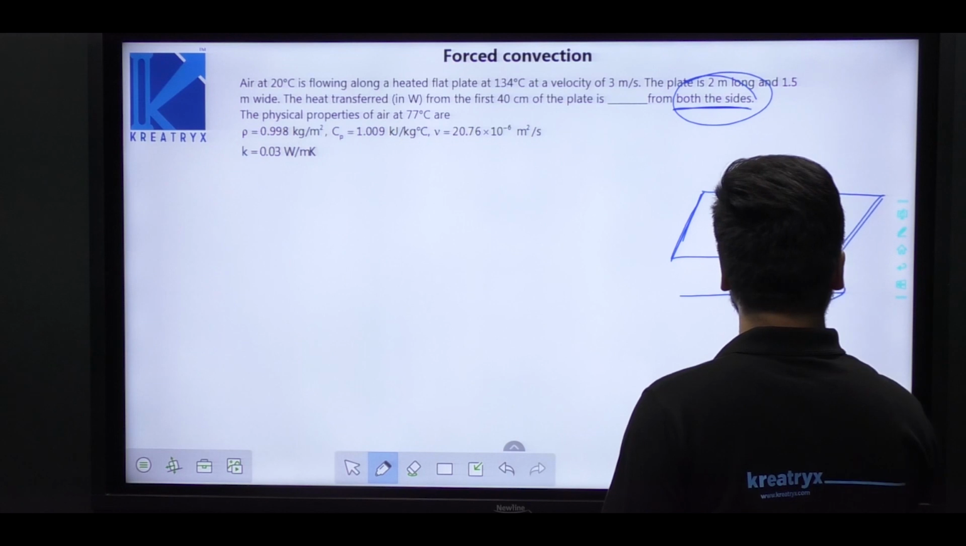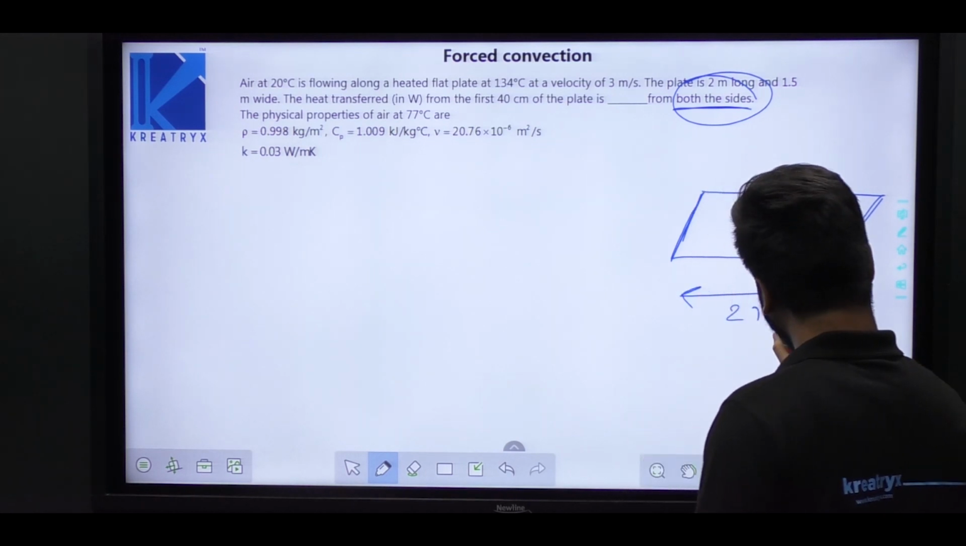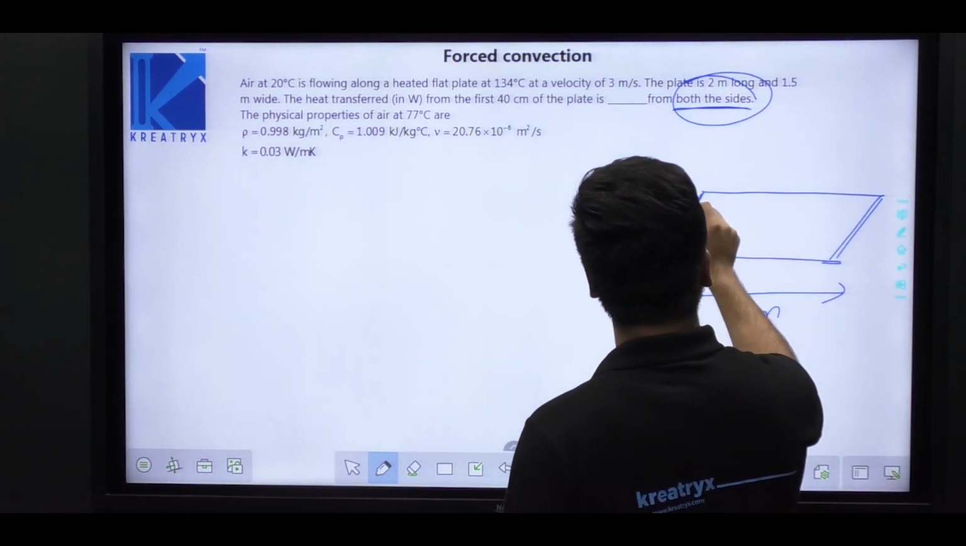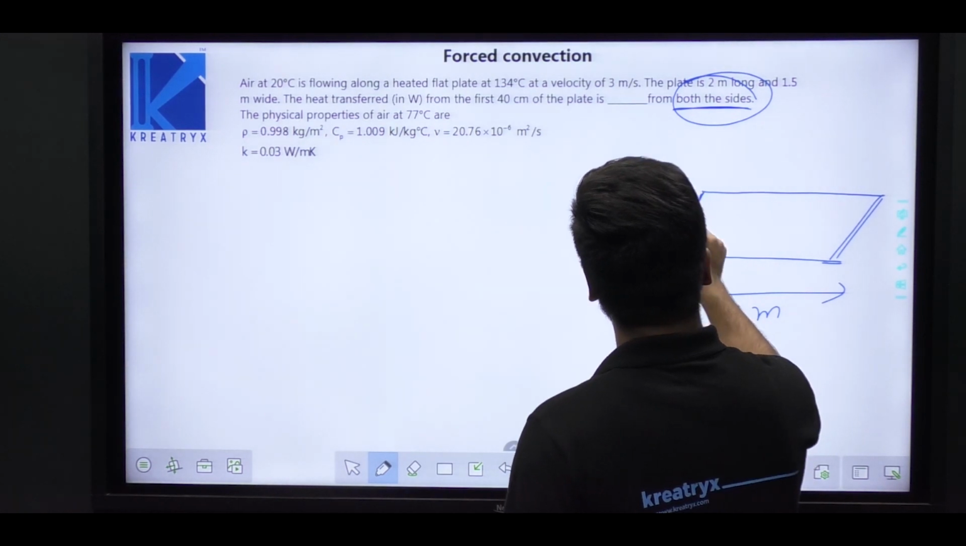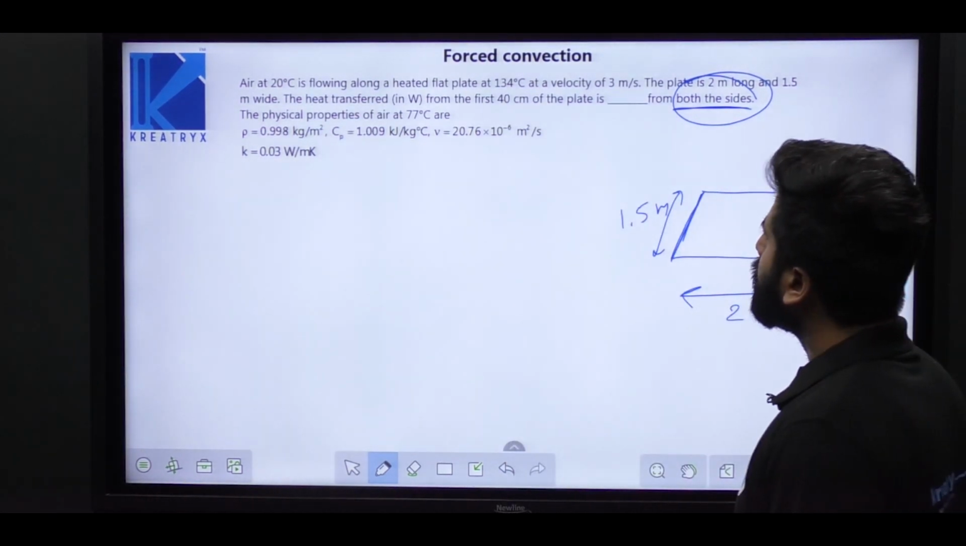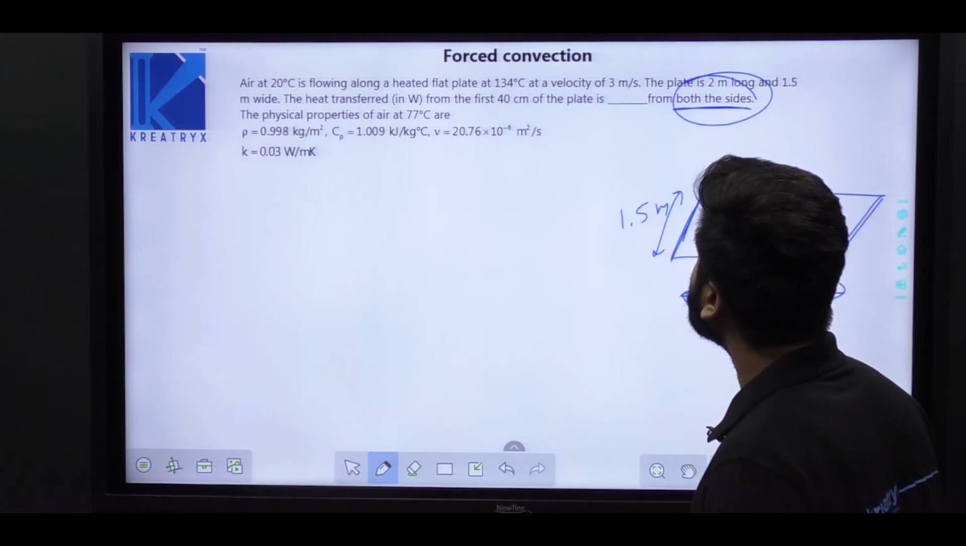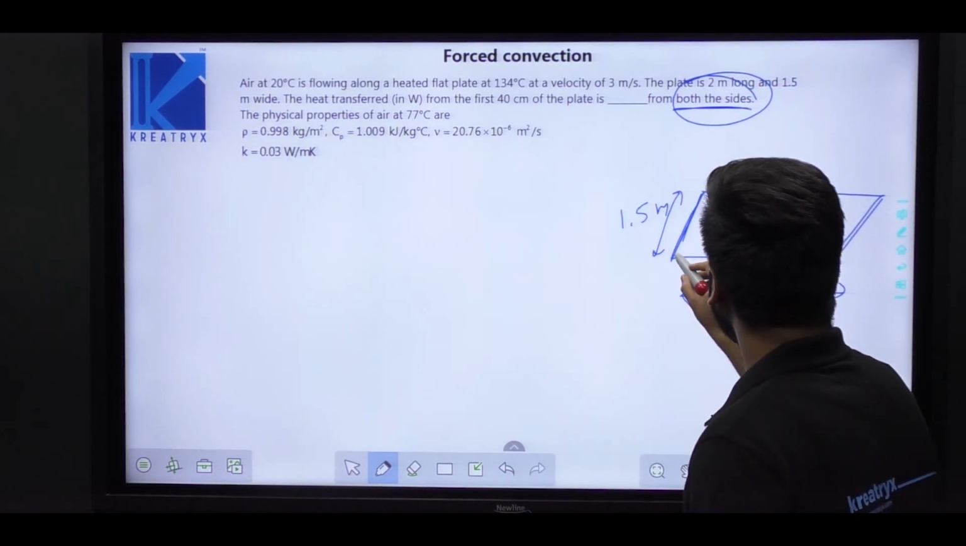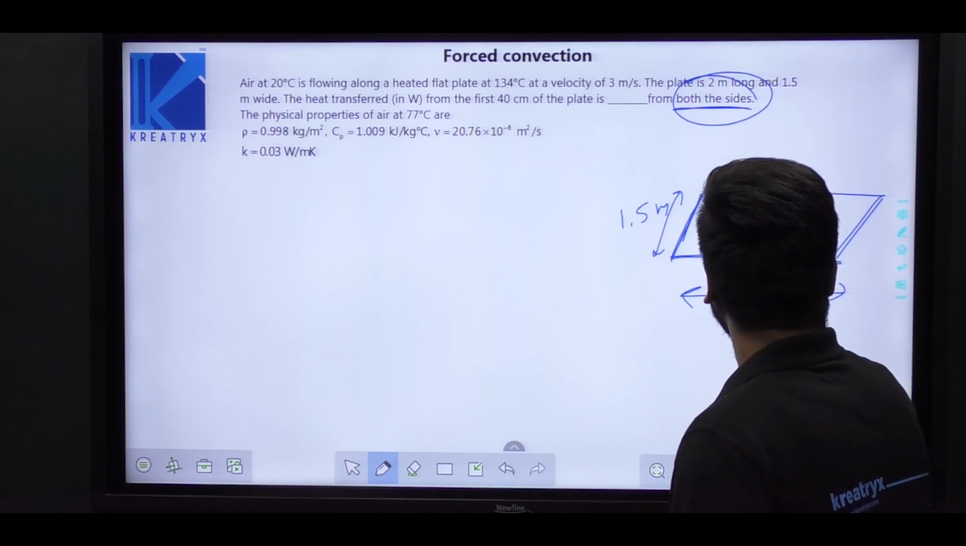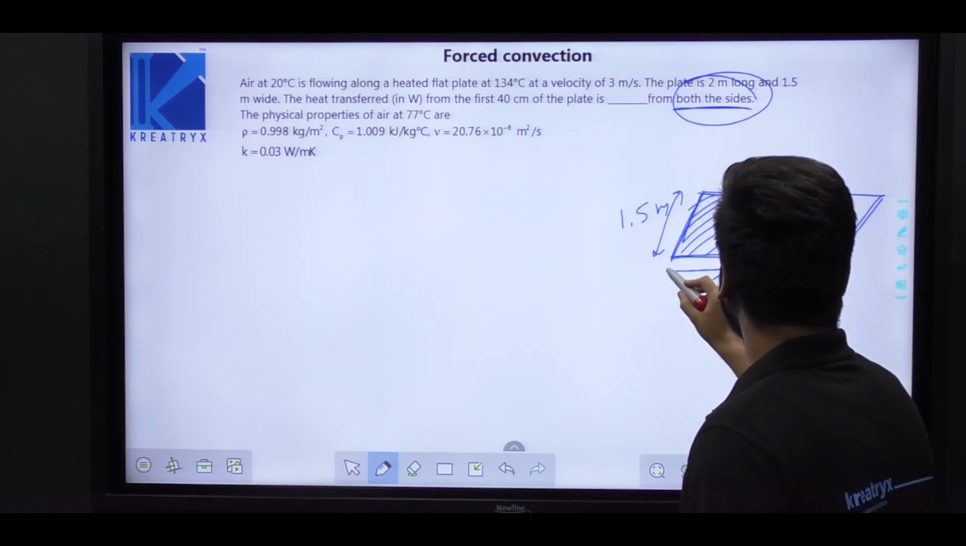2 meter long and 1.5 meter wide. And they have asked us to find the heat transfer from the first 40 centimeter part of the plate. That is the first 0.4 meters.